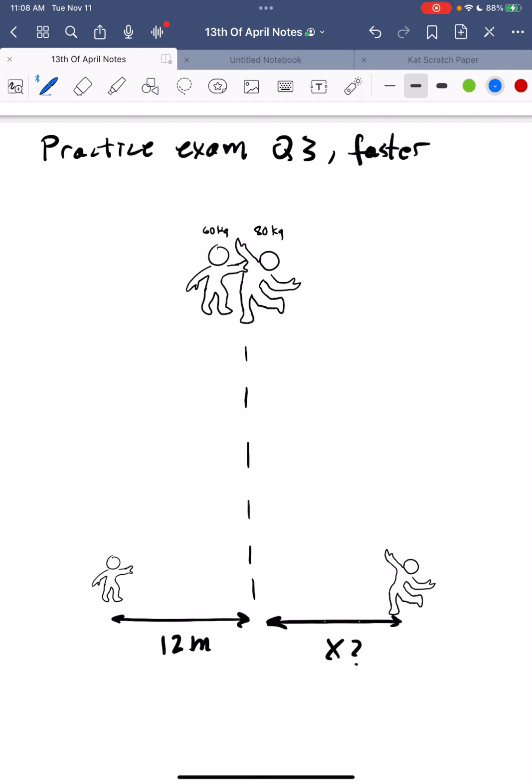Okay, so here's the problem. The two astronauts are in contact. One's 60 kilograms, the other's 80 kilograms. They're not moving, but then they push each other apart, and one of them travels 12 meters and the other one travels x meters. Our job is to figure out what that distance x is.